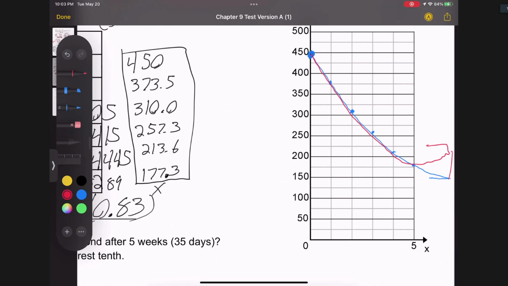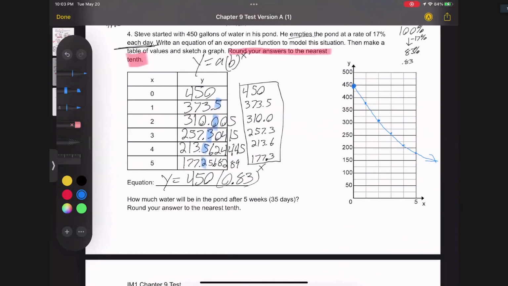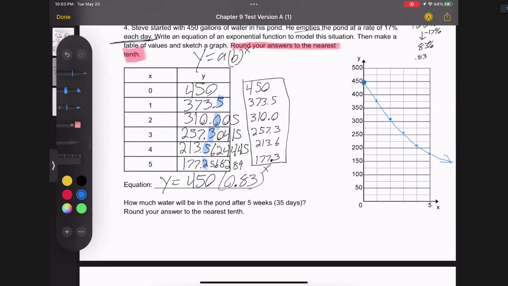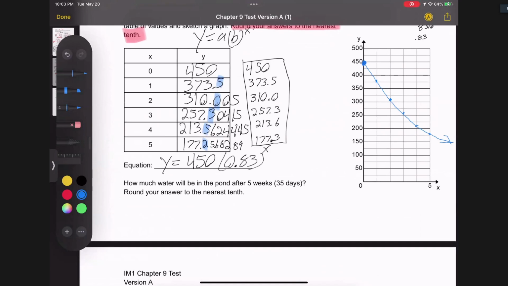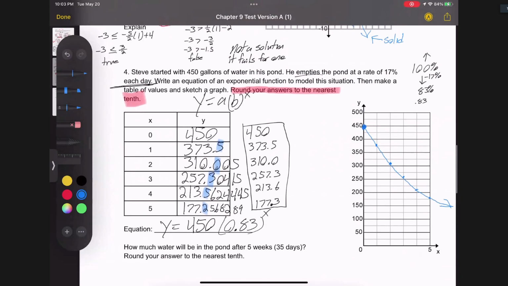That'll be incorrect. You need to be following the pattern. I want you to show that it is going in a specific pattern, a slow curve like that, because it's slowly going down as you are emptying the pool every single day in this context for this problem.